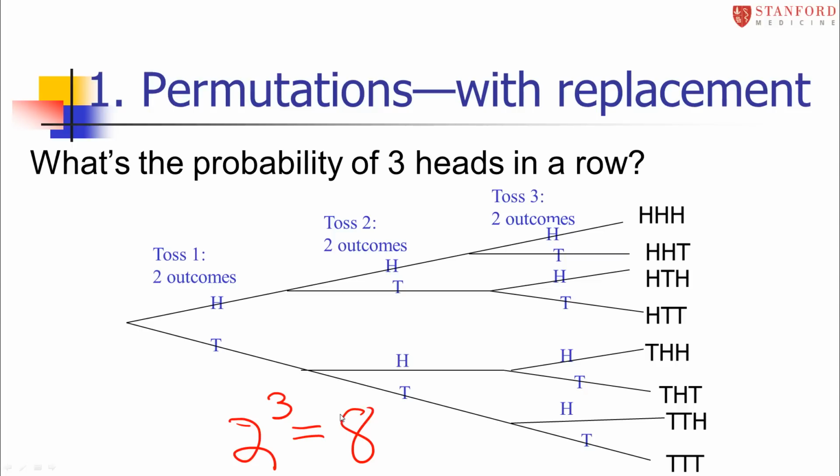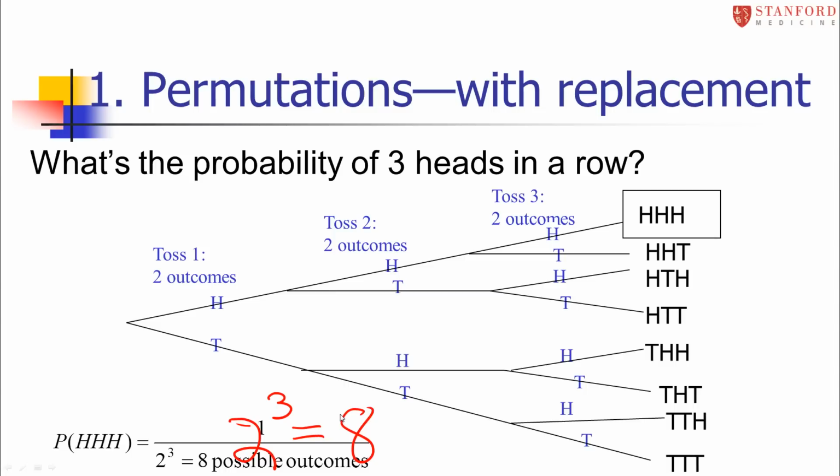So I got 8 branches in my tree. How many of those are 3 heads in a row? Well, only that top one, heads, heads, heads. So my probability of getting 3 heads in a row is 1 out of 8.